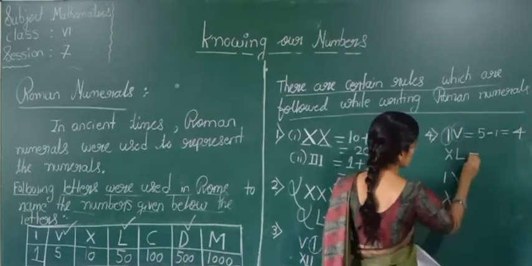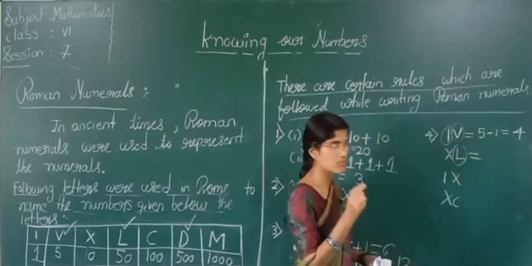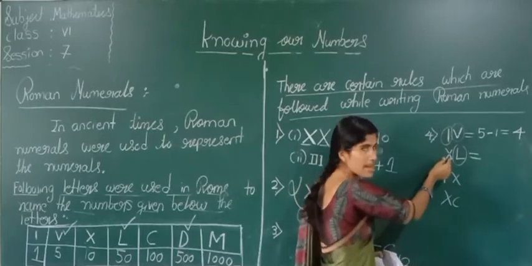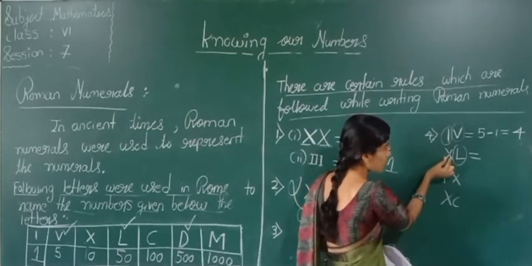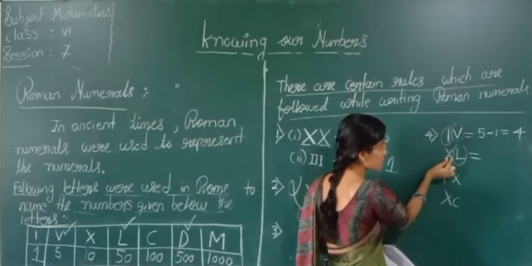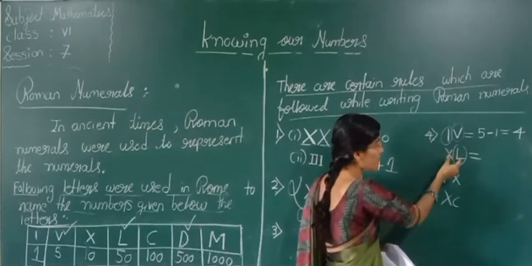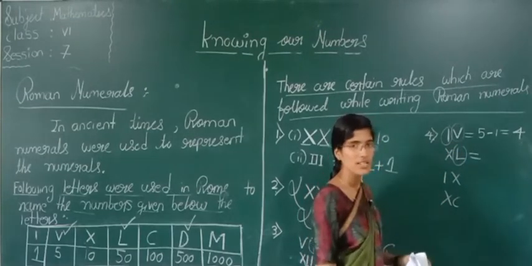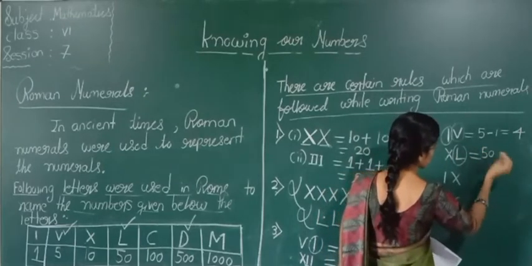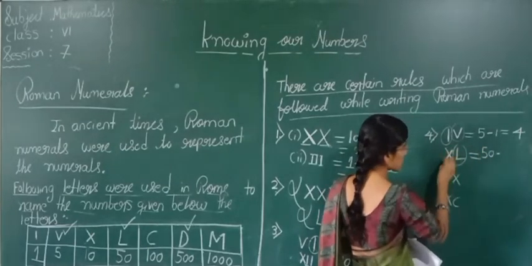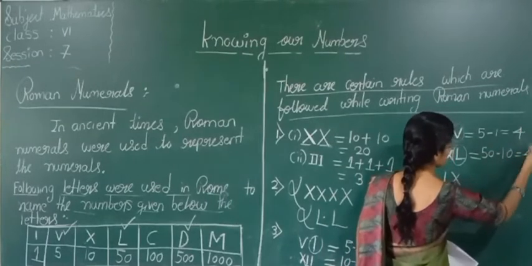Now see again, here L value is 50. This is a larger symbol, right? Here X value is 10. Here the smaller symbol is written. If a smaller symbol is written to the left of a larger number, then its value is subtracted from the larger value. Now see, what is the value of L? L is 50 minus X, which is 10. 50 minus 10 is 40.